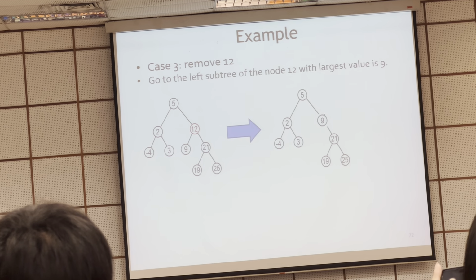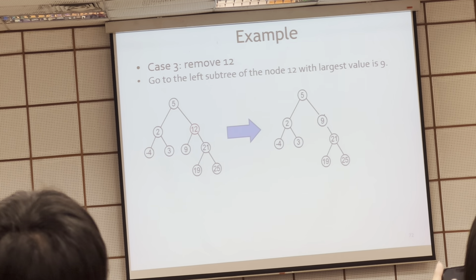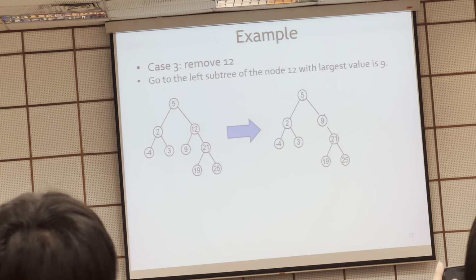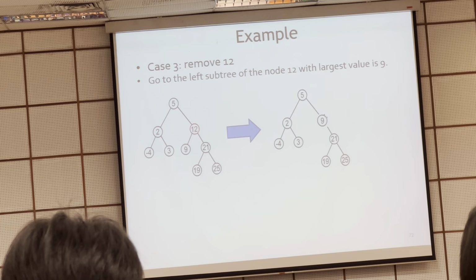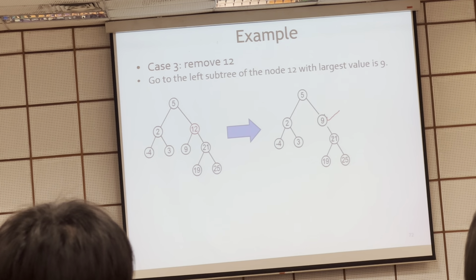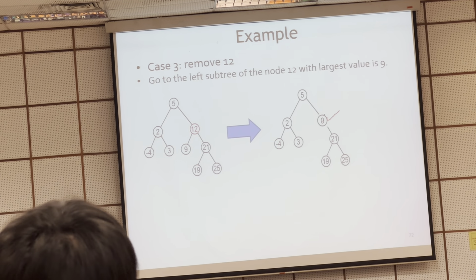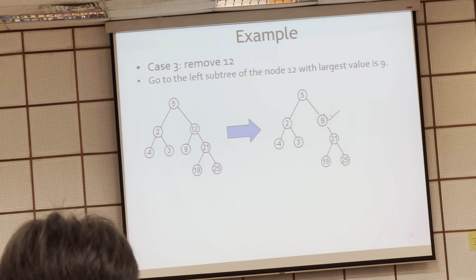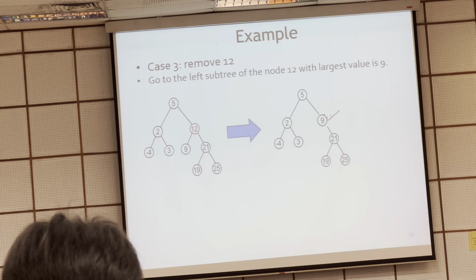Here, when I put 9 up here, 9 is more than 5, correct? Logically it's correct. And then 21, of course, is more than 9, and it is sitting on the right side, the right subtree. Correct?